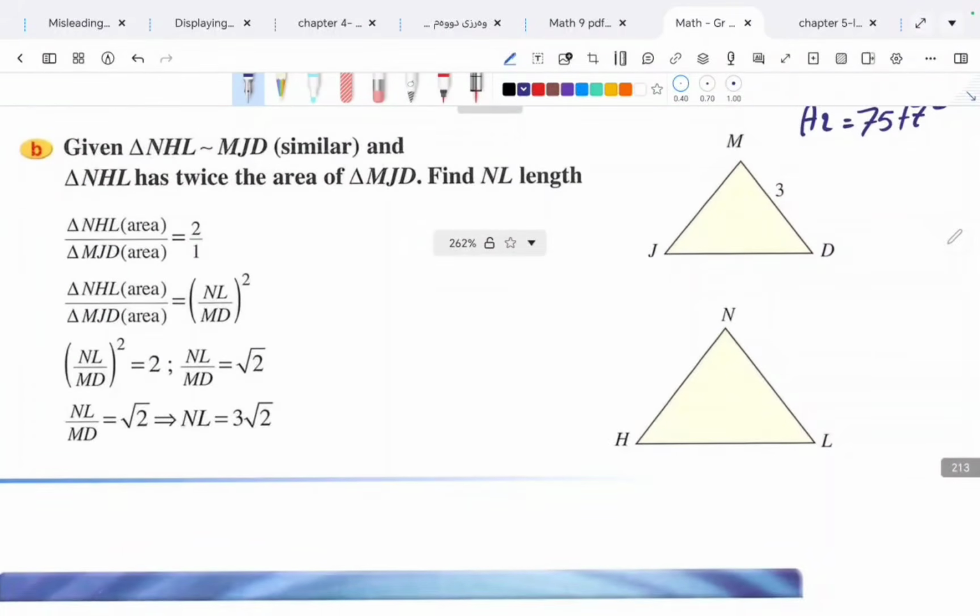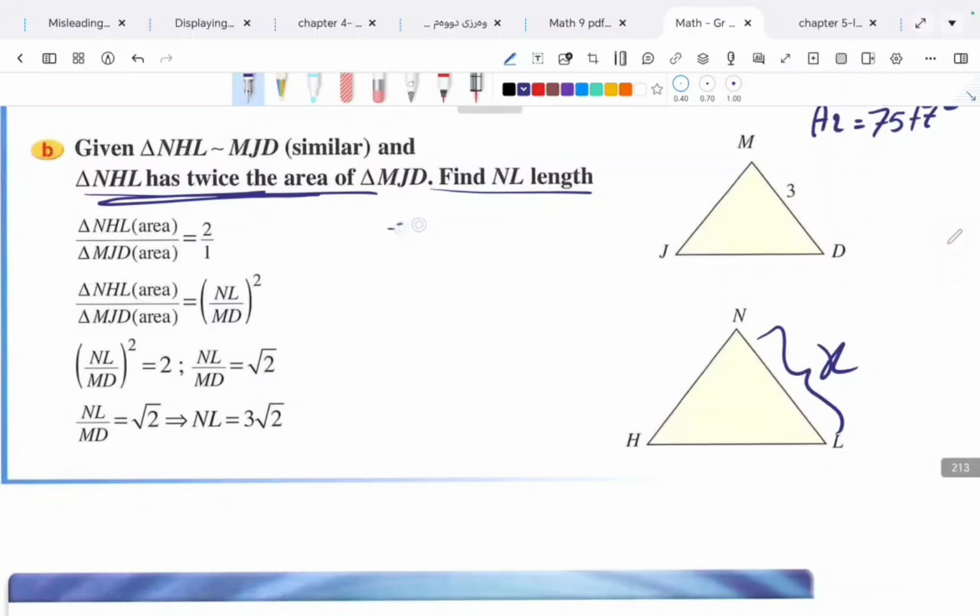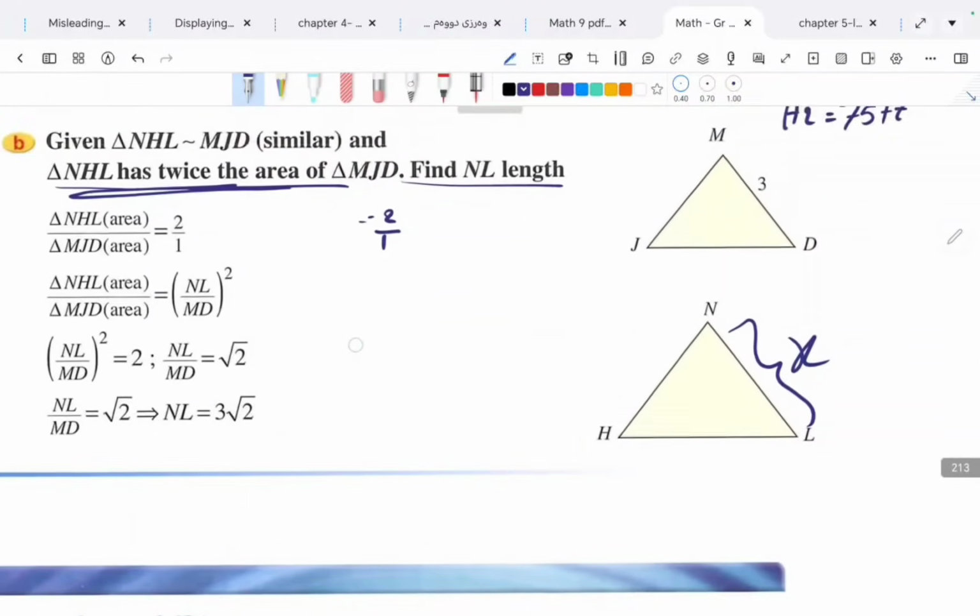They ask for what? Given NHL is similar to MGD. NHL has twice the area of the other one. Find the length of NL. We're going to call NL as X. And they say it is twice. What's the meaning of twice? It equals 2, and under 2 it is 1. So how to write the proportion?